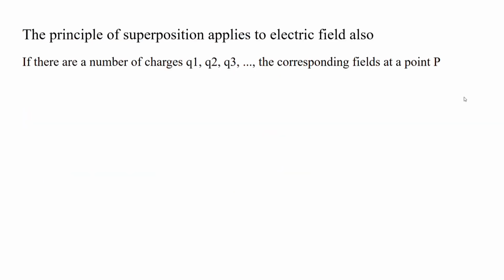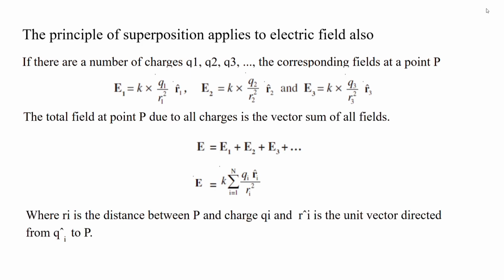We saw the electric field for a point charge. What if there are many charges? The principle of superposition applies to electric field also. If there are a number of charges Q1, Q2, Q3, the corresponding fields at a point P are given below, E1, E2 and E3. The total field at P due to all these charges is the vector sum of all the fields.